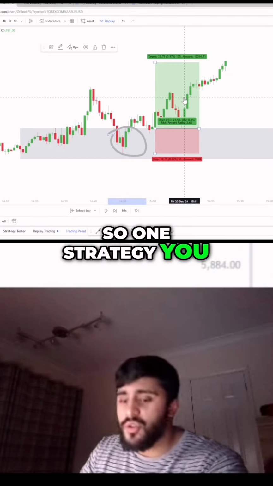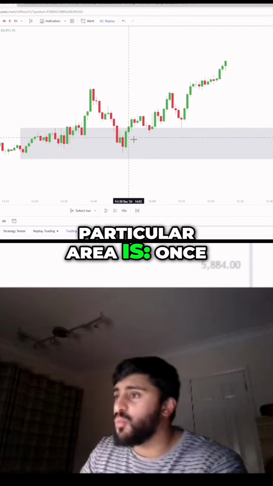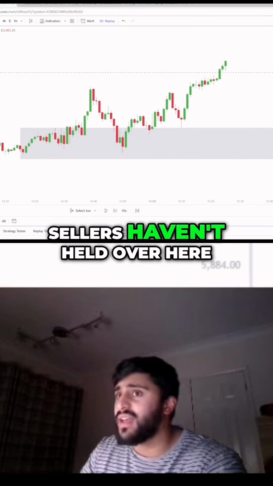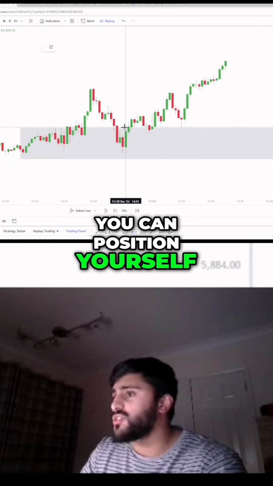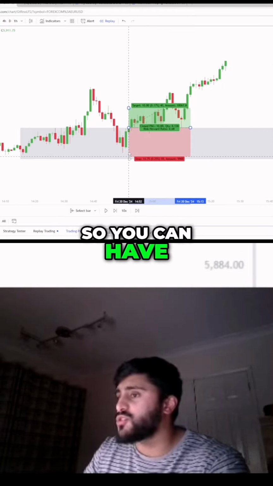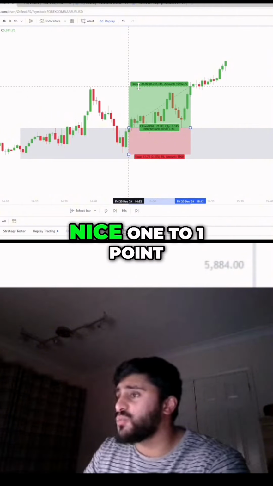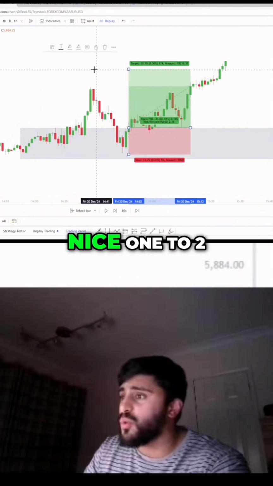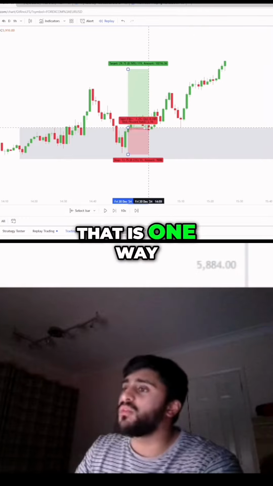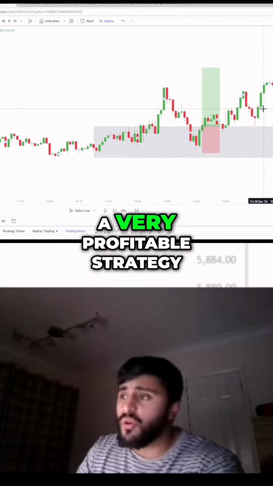The one strategy you could use at this particular area is once you've seen that aggressive sellers haven't held over here, you can position yourself for a long trade over here, right? So you can have a stop loss below this area, and you can target this high over here for a nice 1 to 1.5 or even a nice 1 to 2 hour trade. That is one way you can trade the markets, and that is a very profitable strategy.